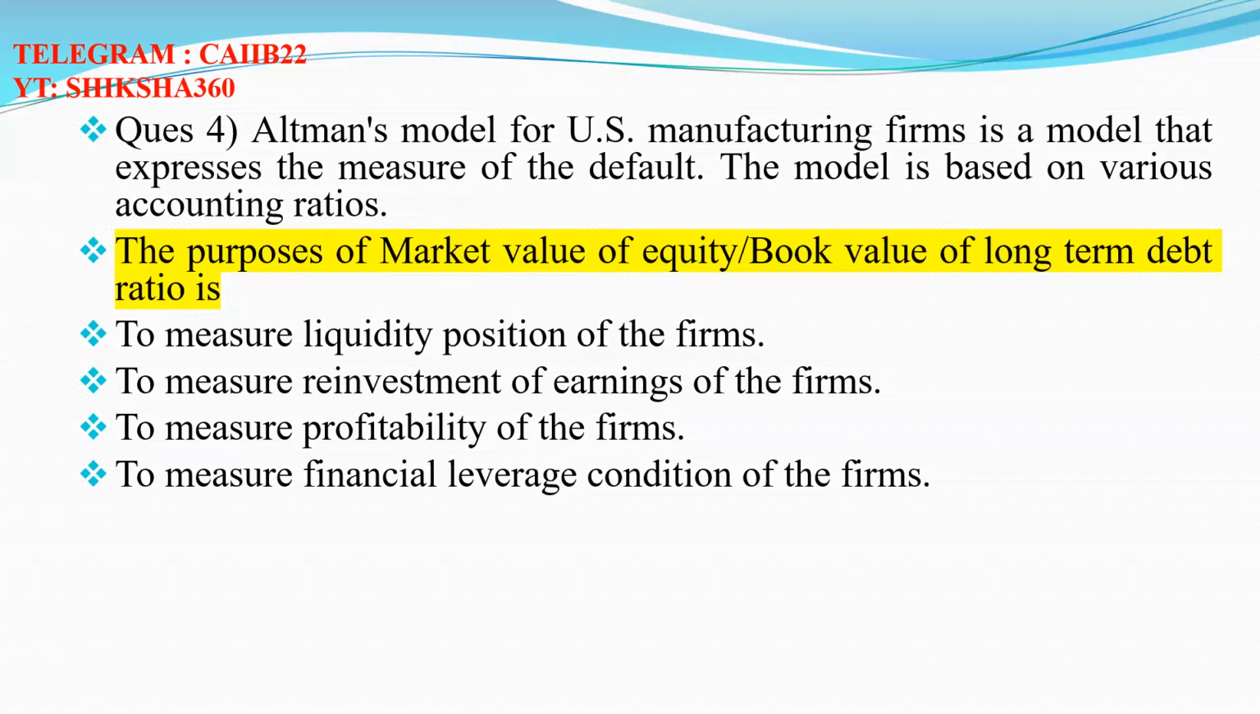We know that A option, B option, C option, we have already discussed. So D is the answer here. That is to measure the financial leverage condition of the firm.